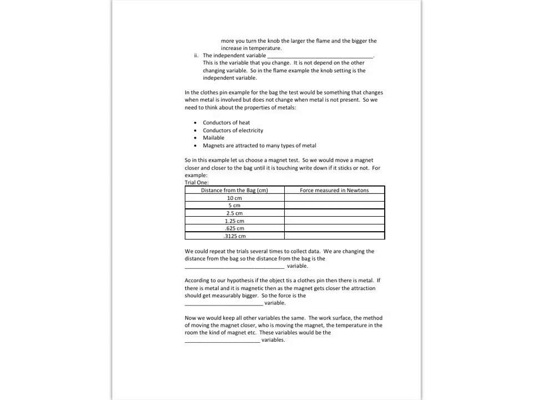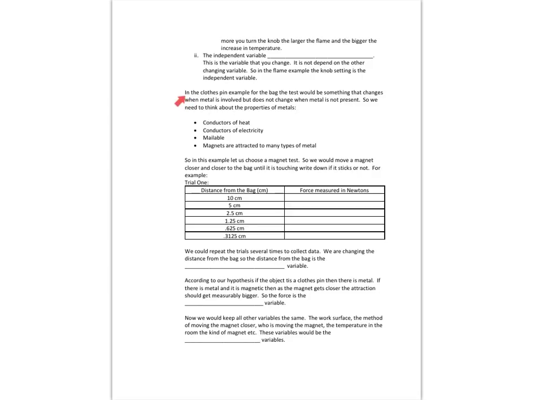As we move forward, as you look here, it says the more you turn the knob, the larger the flame, the bigger the increase in temperature. The independent variable is the variable that you change. It is not dependent on the other one changing. It's dependent on you. You change the independent variable, whatever that is. Does that make sense? So in the flame example, turning the knob is the independent variable. So that's an example that I think is clear and simple.